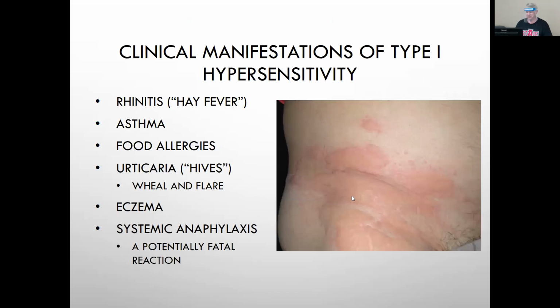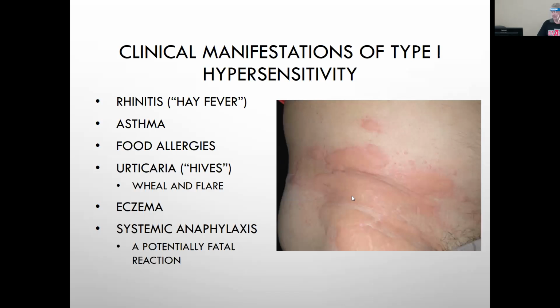Okay. So this is how the clinical manifestation of type 1 looks like. We have rhinitis from hay fever. We have asthma. And asthma, if you haven't read your text, you're going to find out, love these little things, is Greek for panting. So asthma is a Greek word meaning pant. So we get a lot of our medical terms from Greek.